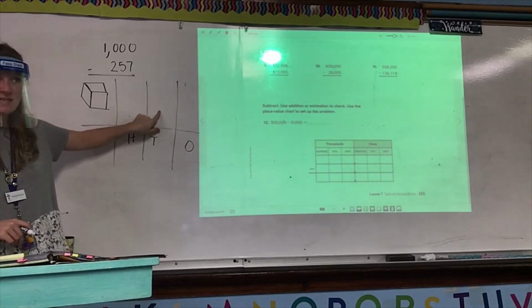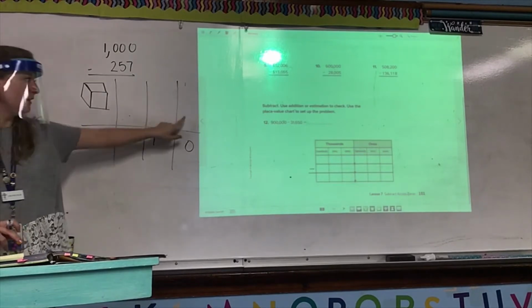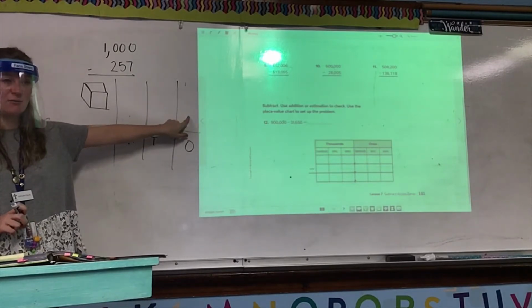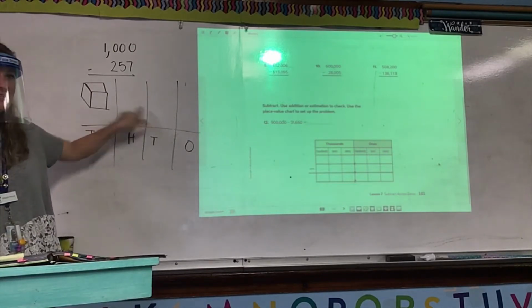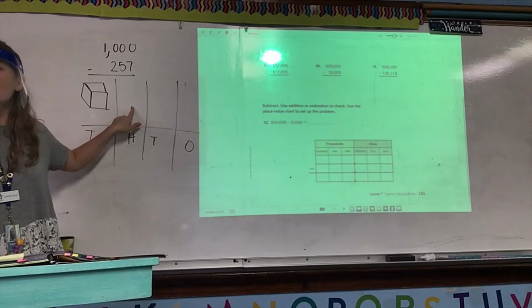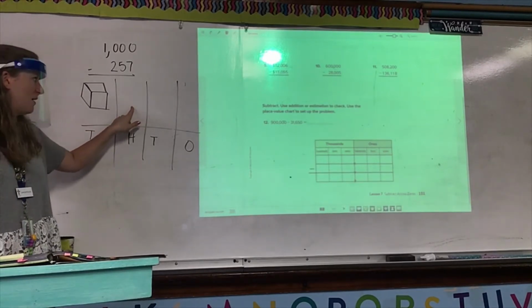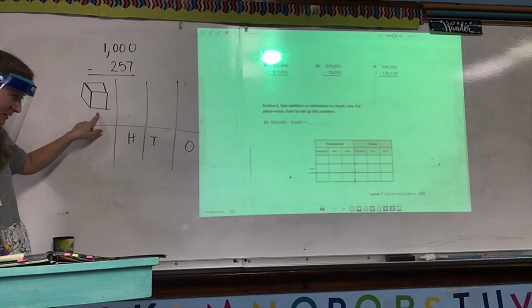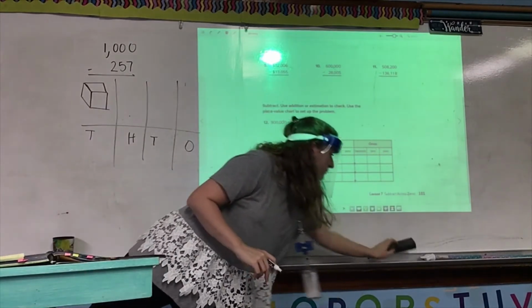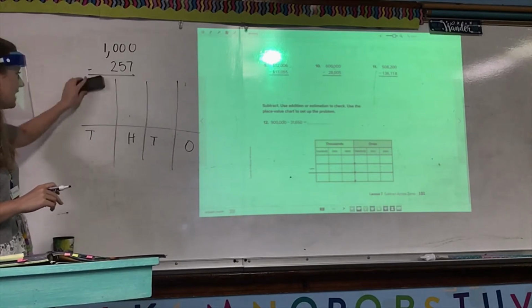Normally I would take from the tens place, but do I have anything in the tens place to take away to regroup so that I have ones? No. So if I don't have anything in the tens, I would go to the hundreds. But do I have anything in the hundreds to regroup? No. So I'm going to go to the thousands. Do I have something in the thousands to regroup? Yes. So what I have to do is take one of those thousands.